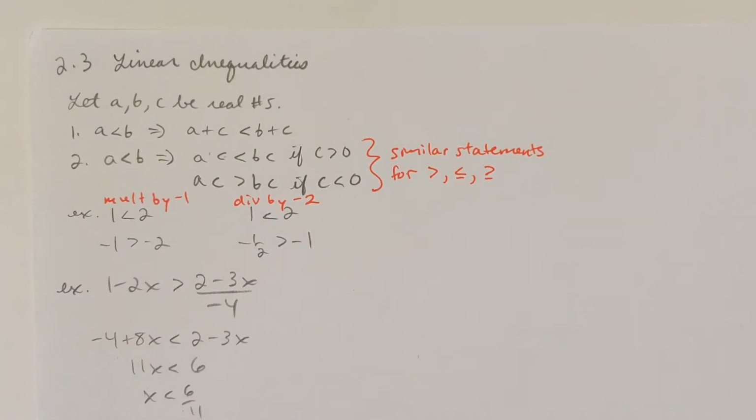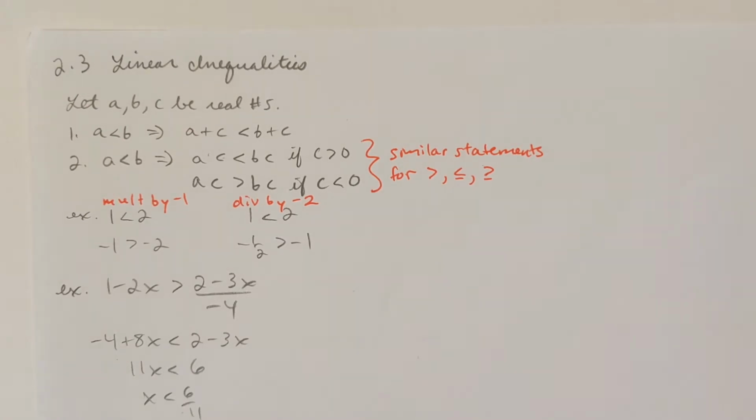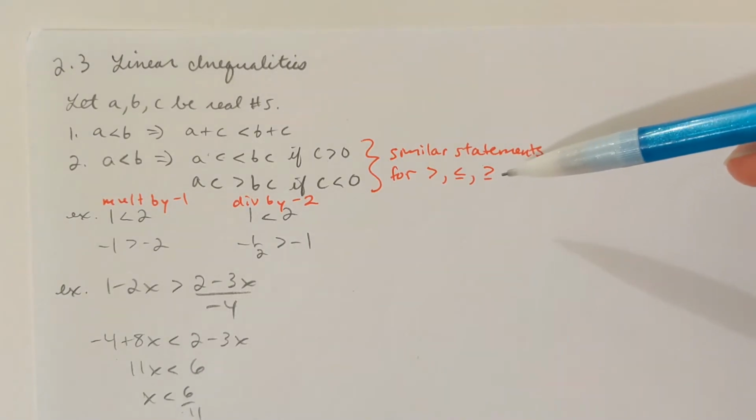Okay, in section 2.3, we're talking about linear inequalities. Let A, B, and C be real numbers. If A is less than B, then A plus C is less than B plus C. And if A is less than B, A times C is less than B times C only if C is greater than 0, and A times C is greater than B times C if C is less than 0. Similar statements would apply for greater than, less than or equal to, or greater than or equal to.